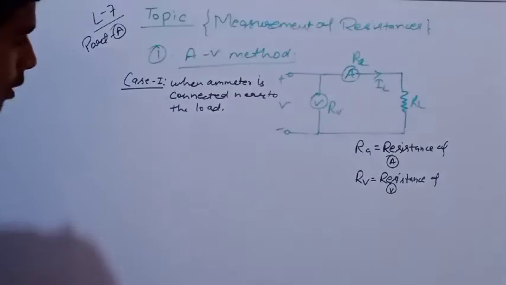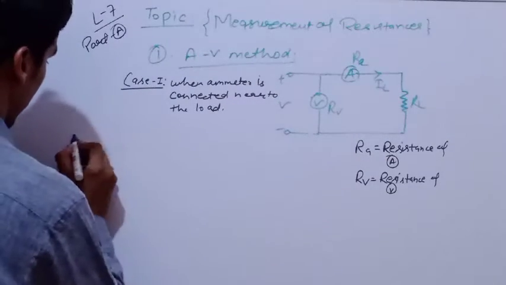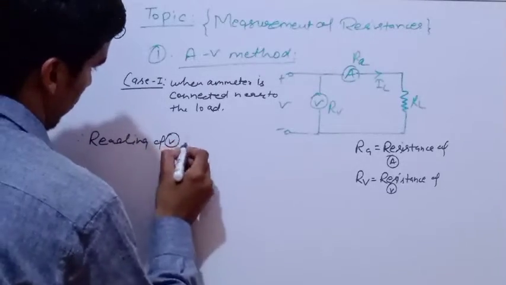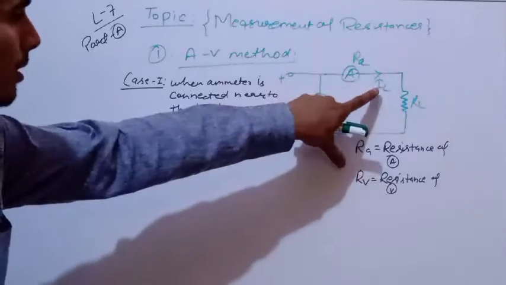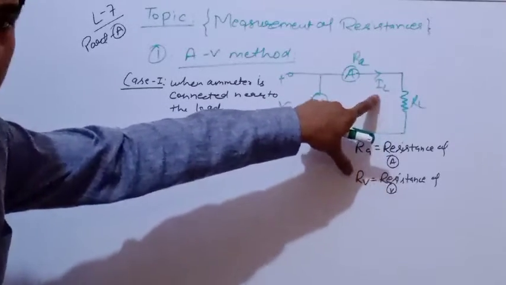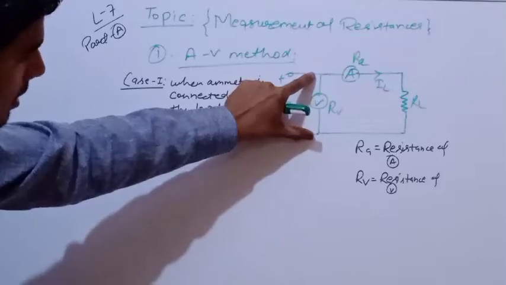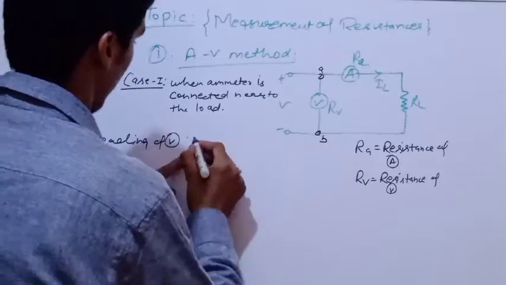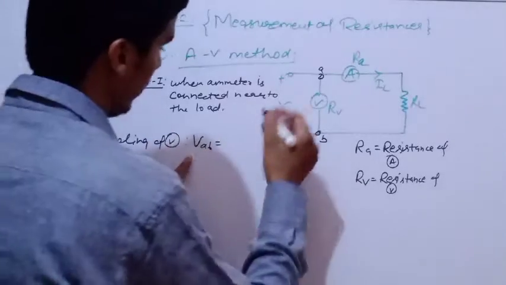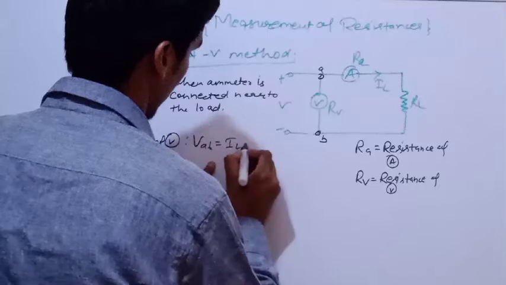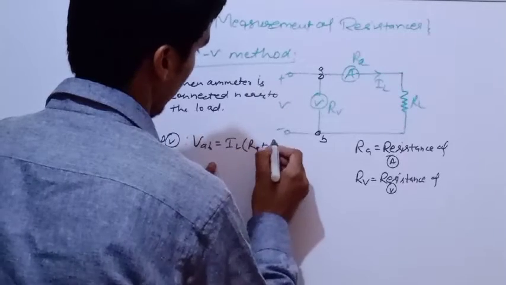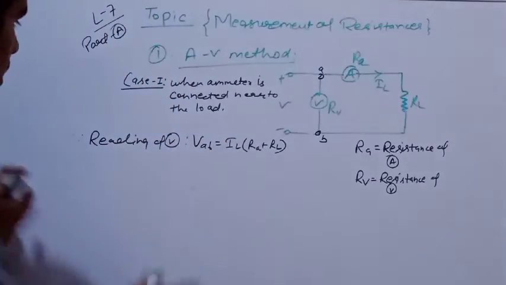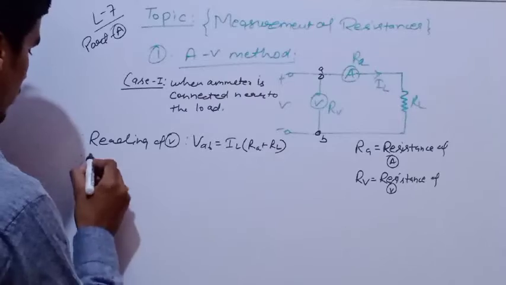What will be the reading of the voltmeter? You can write down here: the reading of the voltmeter will be the sum of RA plus RL multiplied by IL. This is because the voltmeter is measuring across terminals A and B. Across these terminals, VAB will be equivalent to IL times (RA plus RL).